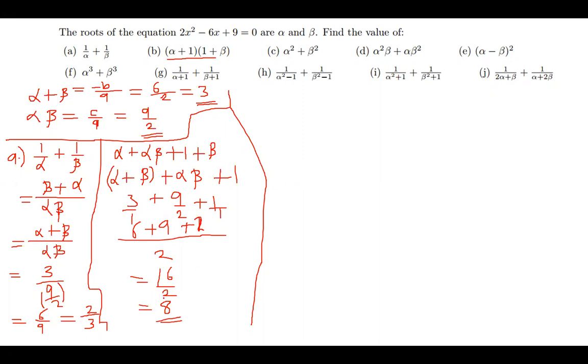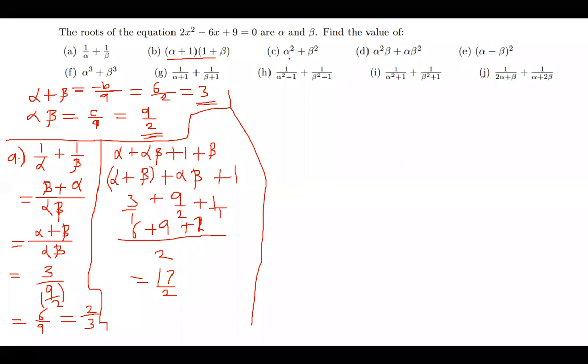So this will be equal to 17 over 2. So 17 over 2 is our final answer. Okay, so we quickly move on to the next question.